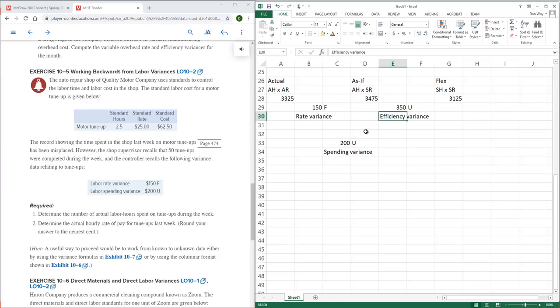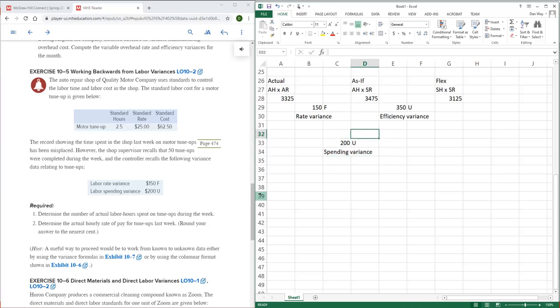We also could have found that by determining the difference between the overall spending variance and that favorable rate variance. Because remember, these two variances have to net out to equal our spending variance. And we can see that here. 350 unfavorable, 150 favorable, the net is 200 unfavorable.